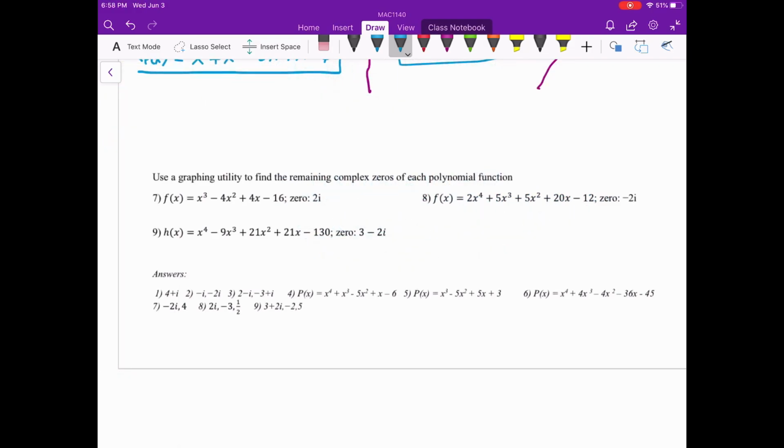And in this case it says use a graphing utility to find the remaining complex zeros of each polynomial function. Number 7 gives you one of the zeros, 2i. You can tell that -2i is the second zero. And then this is degree 3. So with the graphing, you can find the last zero you need.